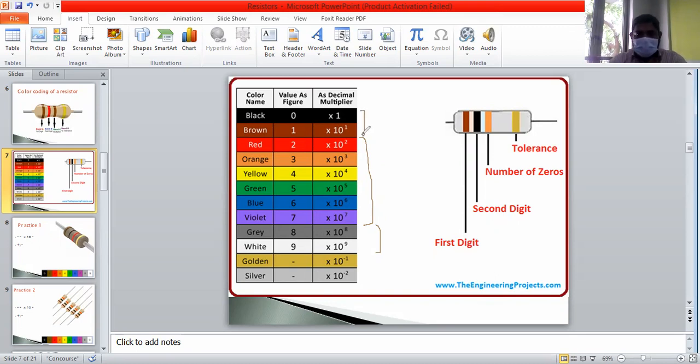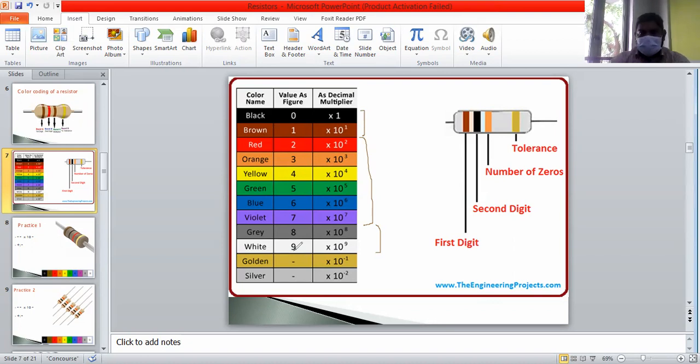So these colors have some values. If you write those colors in an arrangement, black stands for 0, brown for 1, red for 2, orange 3, yellow 4, green 5, blue 6, violet 7, gray 8, and white 9. So these are 10 colors which have specific values.